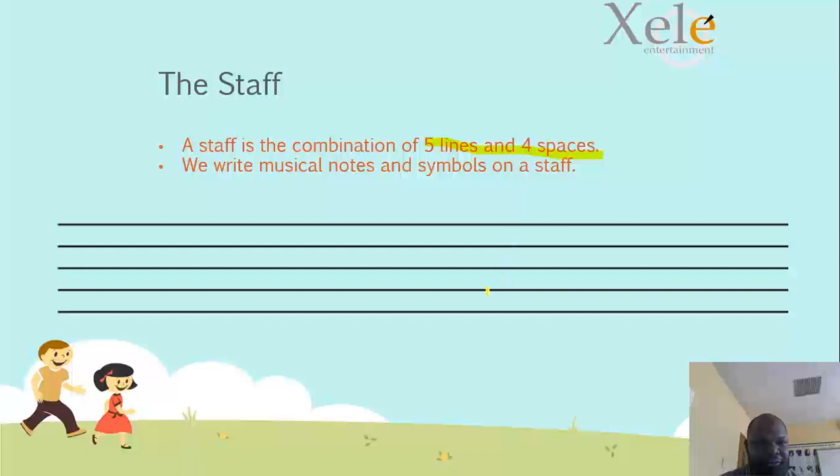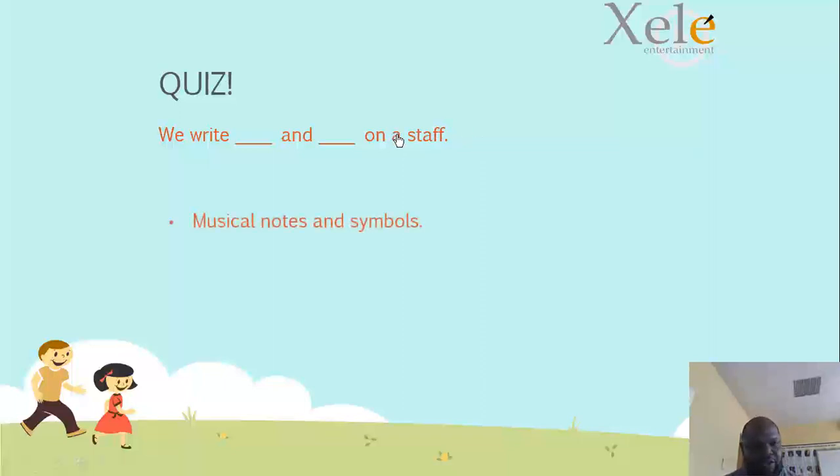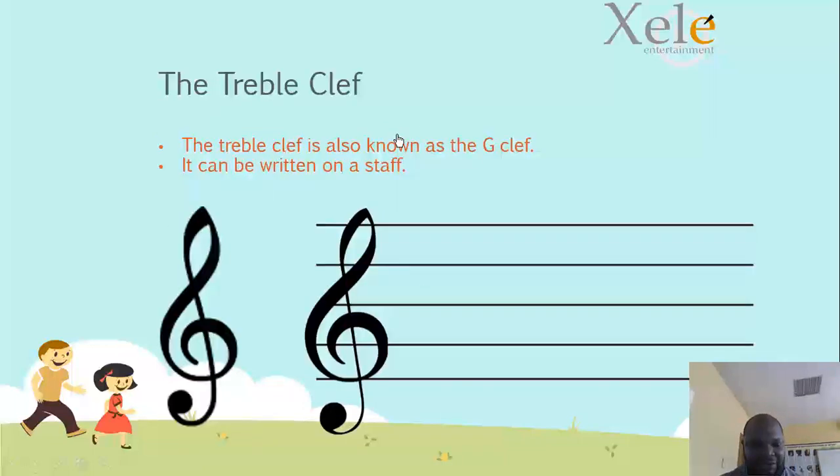So what do we do with a staff? We write musical notes and also musical symbols on a staff. So here I have a quick quiz, and it says the staff is the combination of, does anyone remember? The combination of 5 lines and 4 spaces. Good job and well done. And we also said that we write dash and dash on the staff. Anyone remembers? We write musical notes and musical symbols on a staff.